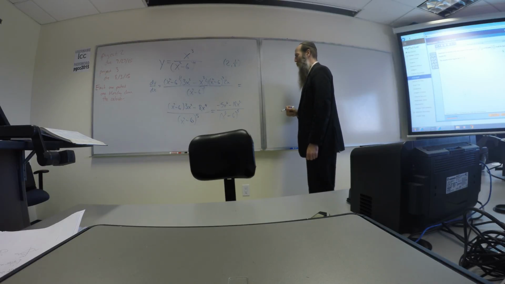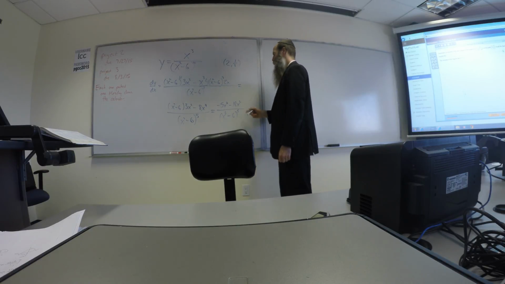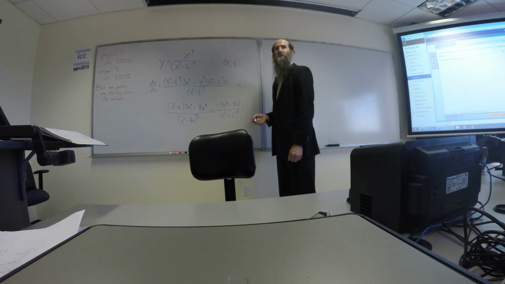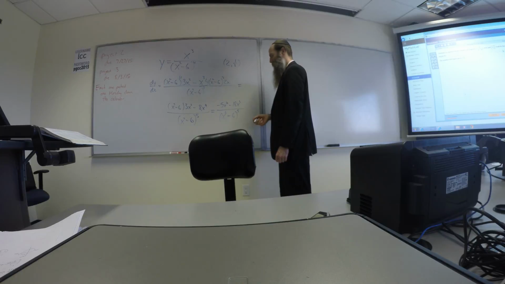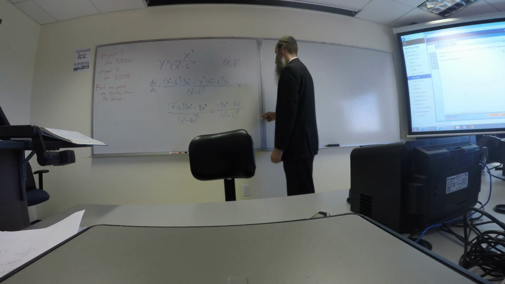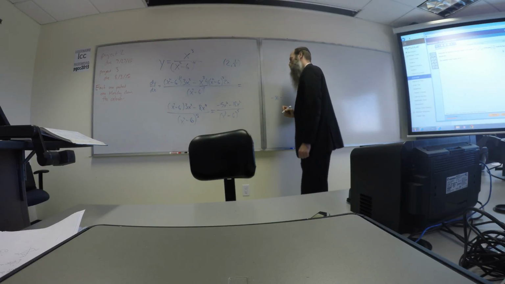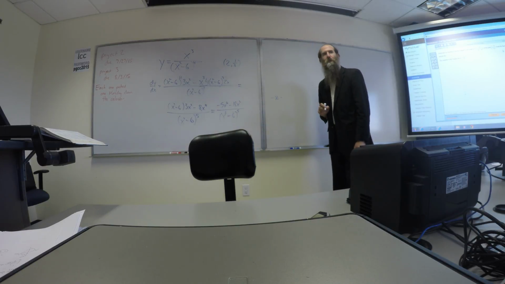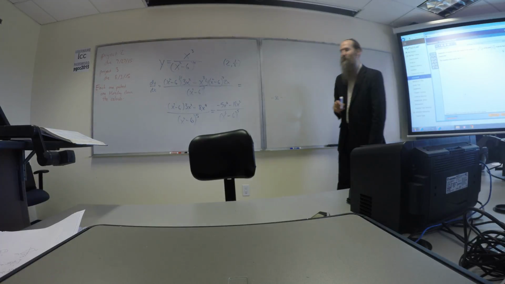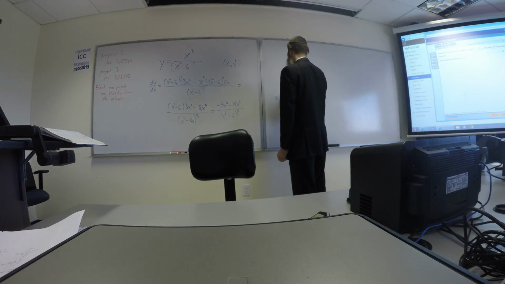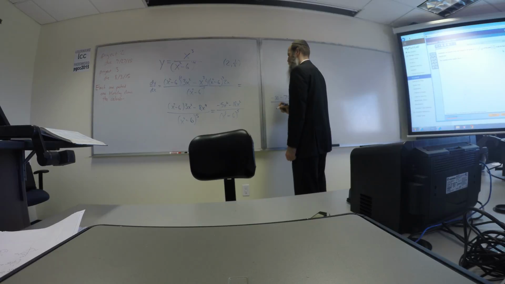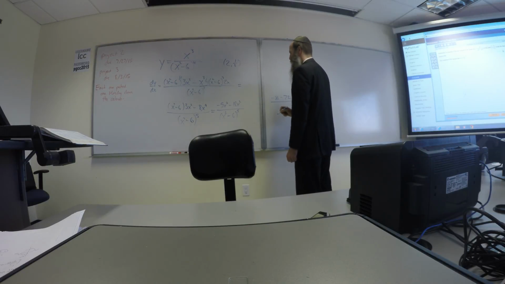So you plug in 2 now. 2 to the 4th is 16. 16 times 5 is 80. Negative 80. So you have negative 80 minus 2 squared is 4. 4 times 18 is 72. So minus 72. And at the bottom you have 4 minus 6, which is negative 2. Negative 2 to the 5th is negative 32.